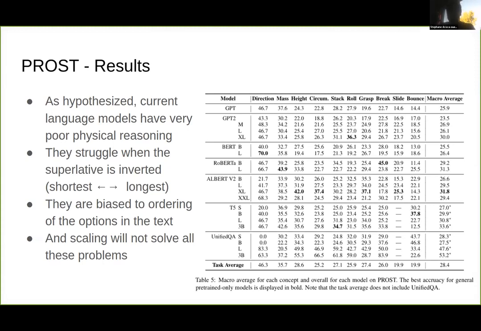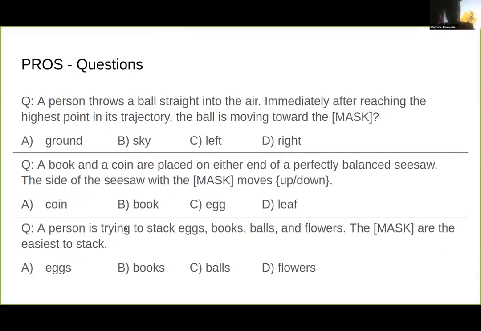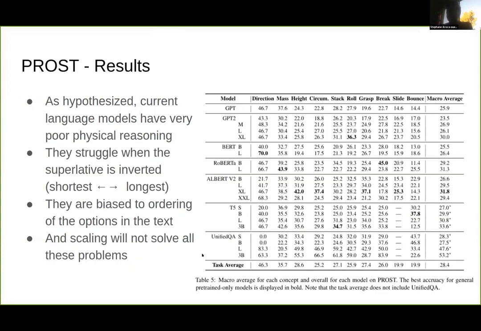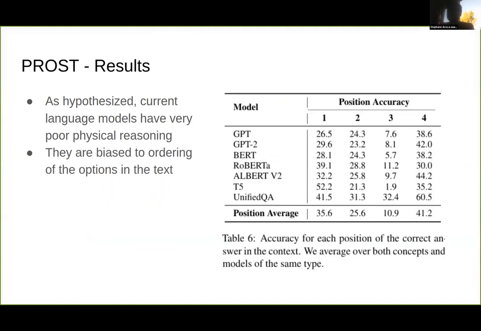Now, beyond just the overall results, we actually analyzed a few other things. The first thing we analyzed was what happens if we inverted the superlatives in the sentence. So here, for example, a person is trying to stack eggs, books, balls, and flowers. The blank are the easiest to stack. We can ask the inverse of this by saying the blank are the hardest to stack. And if we do this, we found that models have a very strong preference for one side versus the other side, which is unlike humans. Humans generally, if you can identify the biggest object, you can identify the smallest object relatively easily.